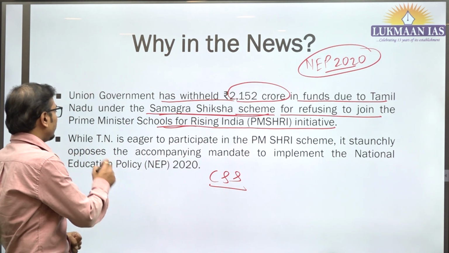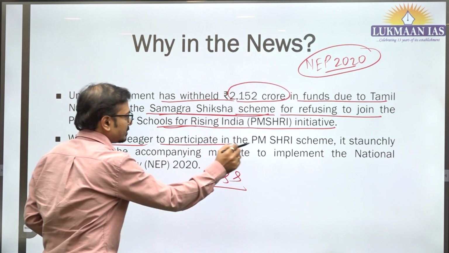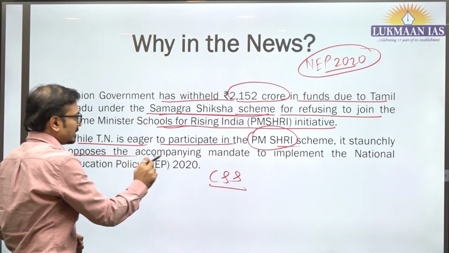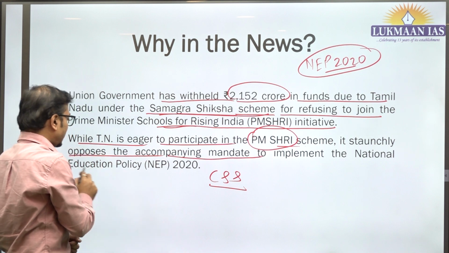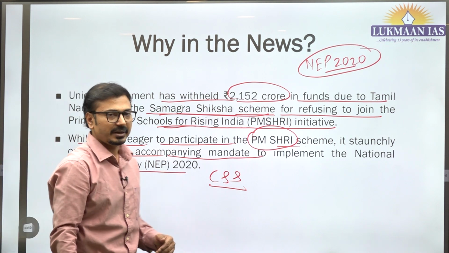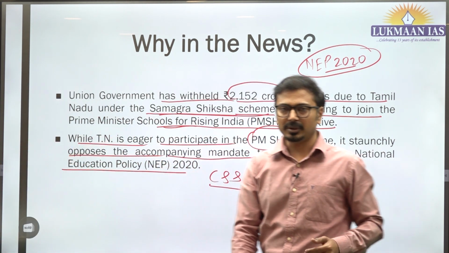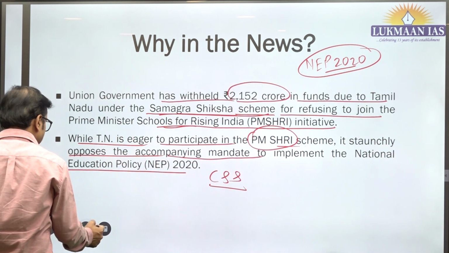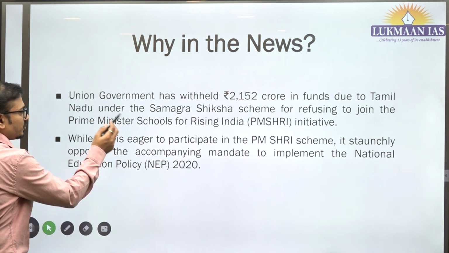Now, while Tamil Nadu is eager to participate in the PM Shri scheme, it staunchly opposes the accompanying mandate to implement the National Education Policy 2020 and its three language formula. And that's why it is in the news. You have understood the context. Now let's try to understand what the three language formula is.